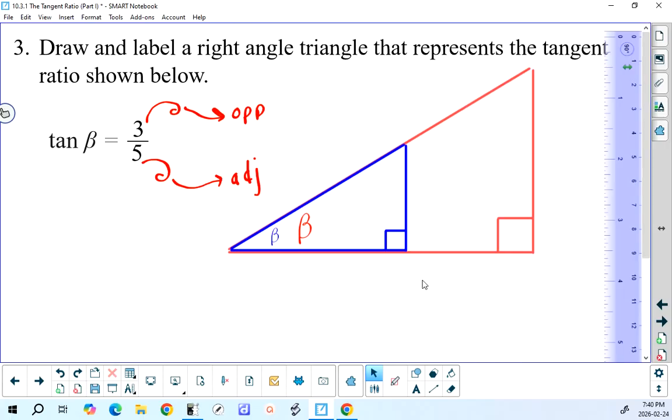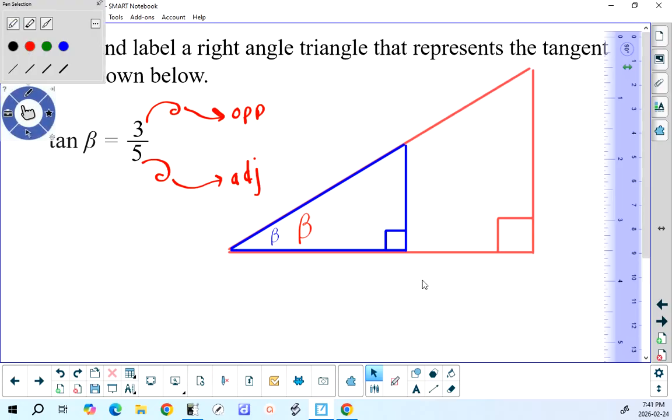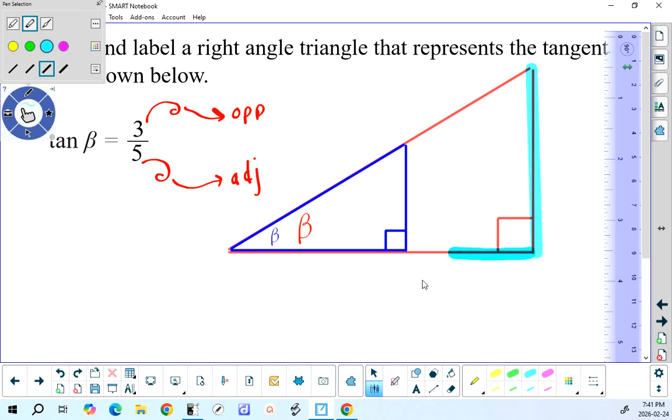That angle is still the same, but the opposite side is shorter, the adjacent side is shorter, but the ratio of the sides will still be equal to 3 over 5. 3 divided by 5 on your calculator is 0.6. So if you measure this opposite and divide by this adjacent, you should get the same thing as if you measure this opposite and divide by this adjacent, because they have the same angle. All I've done is I've shrunk everything by the same factor.